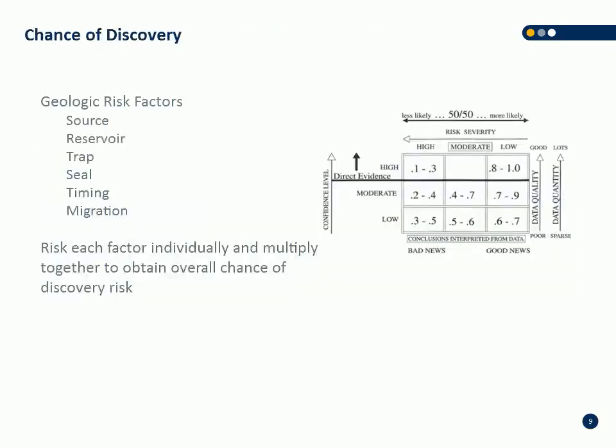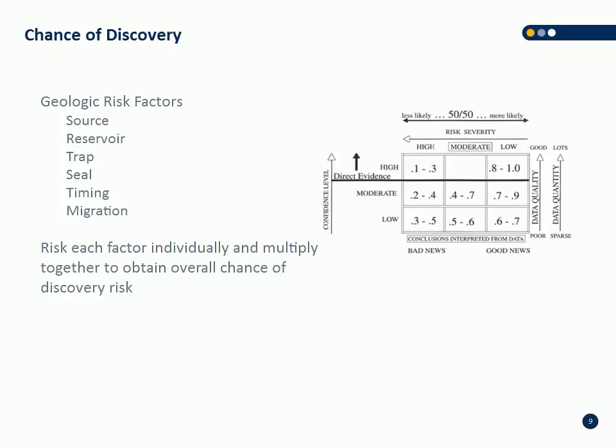So when we start with chance of discovery, we start to actually look at, if you have to quantify the chance of discovery, when you're doing a geological assessment, the main risk factors you're going to be looking at are the source, the reservoir, the trap, the seal, the timing, and the migration. So these are all the components that go into an oil and gas accumulation. These are all the things that have to be present in order to have an oil and gas reservoir.